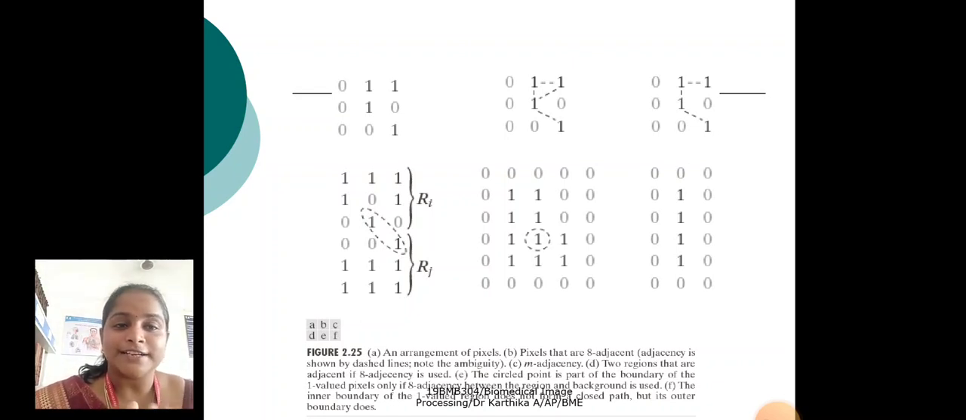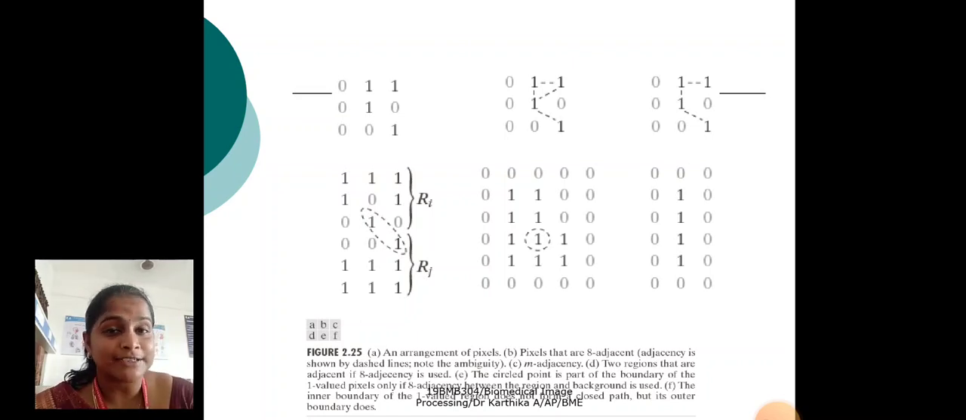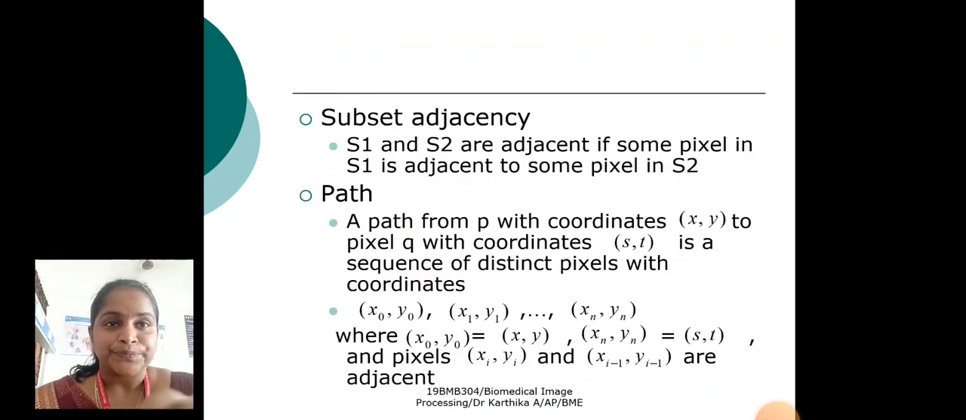The next one shows the inner boundary of the 1 valued region. It does not close the path, but it has an outer boundary. This outer boundary relates to operations and relationships between pixels. And then we have subset adjacency. Here S1 and S2 are adjacent if some pixel in S1 is adjacent to some pixel in S2.